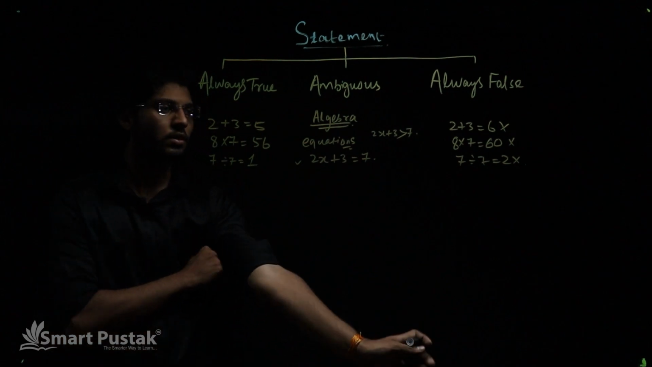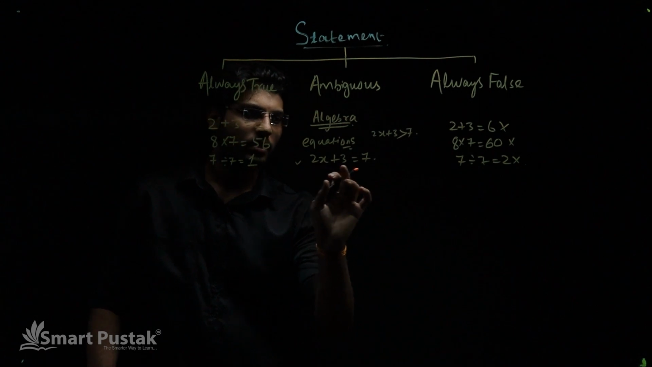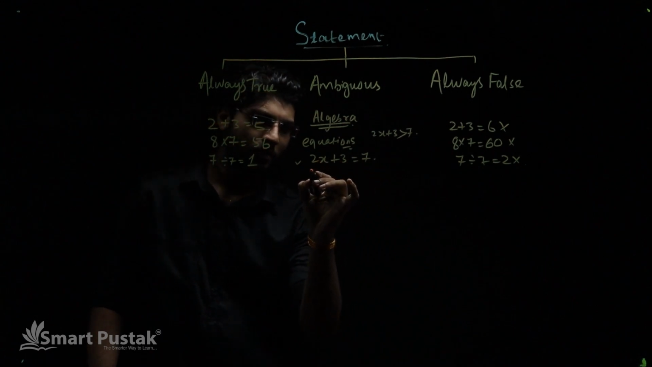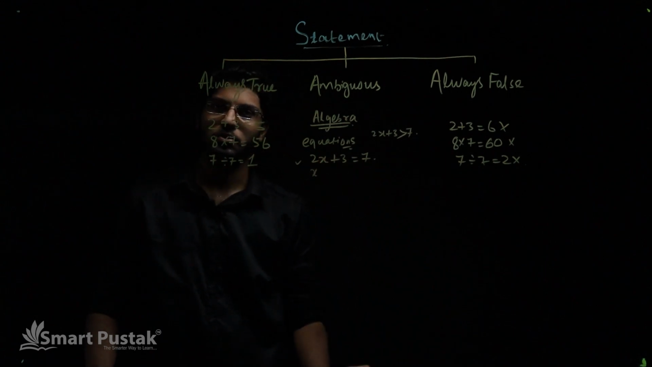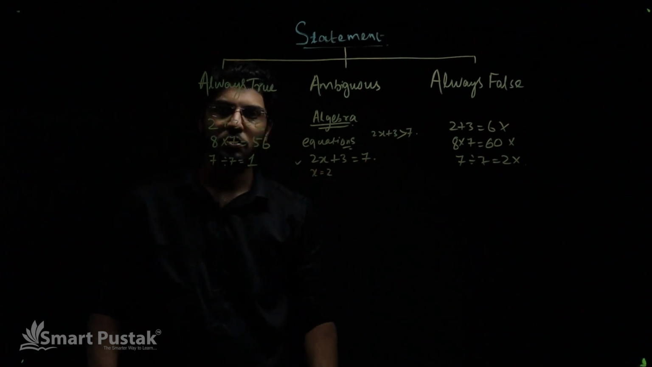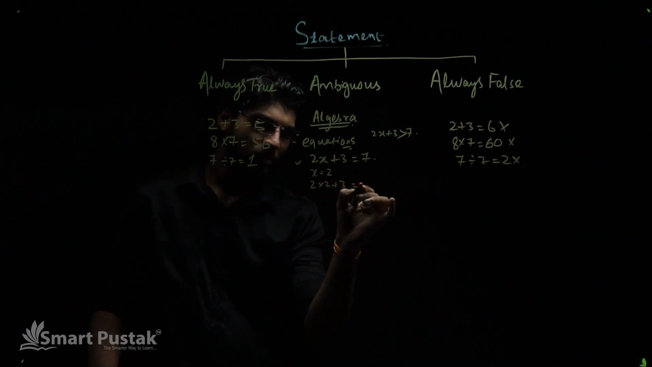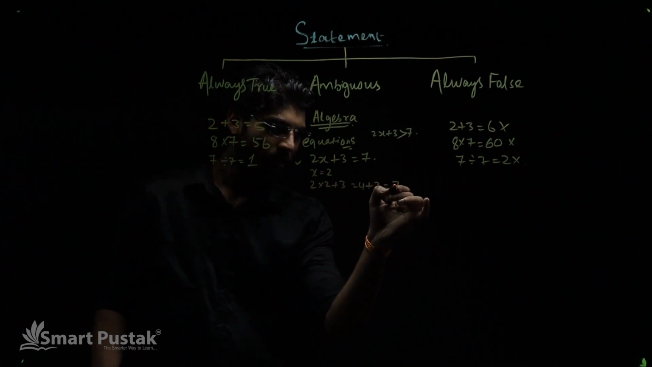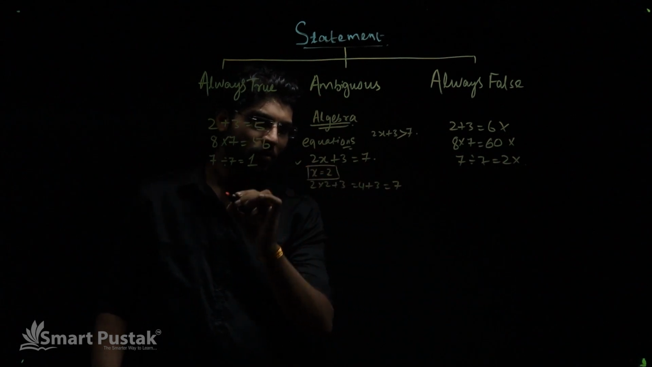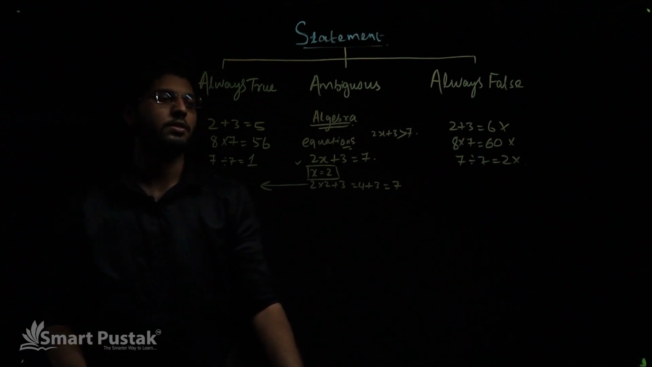Okay. Now, what is an ambiguous statement? 2x plus 3 is equal to 7. Can we say whether this statement is true or false? Nobody can say. But what if I say x is equal to 2? Put the value of x. 2 into 2, that is 4, plus 3 is equal to 7. It satisfies the value x is equal to 2 and simply proceeds towards an always true statement.